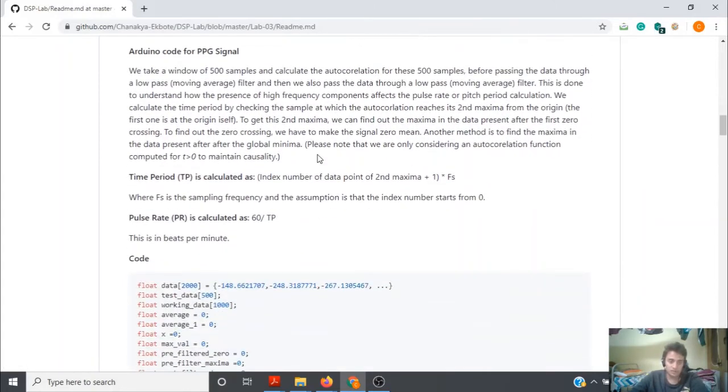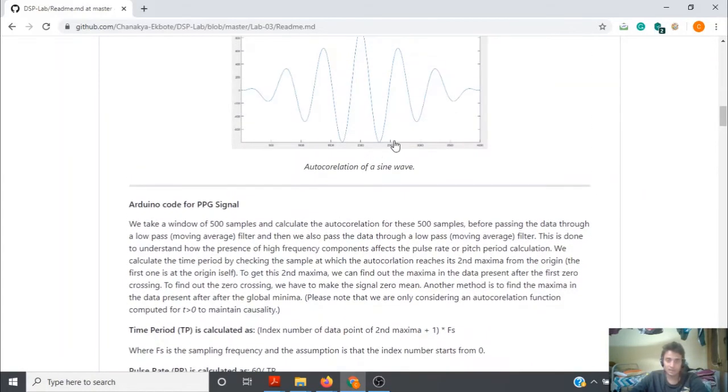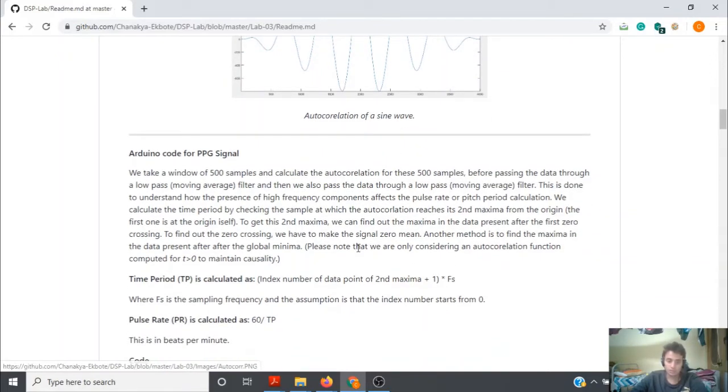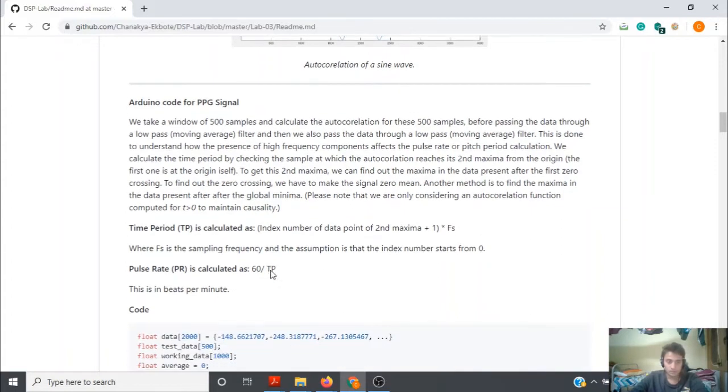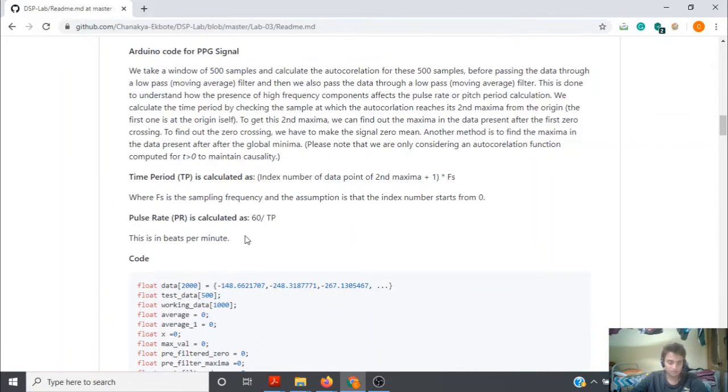But since we are working with discrete data points, in reality we don't get the time frame as such, we just get the data point. So once we get the data point, all you have to do is multiply by the sampling frequency, and you get the time period. Now the pulse rate is calculated as 60 divided by TP, which is just the rate of your heartbeat, in beats per minute.